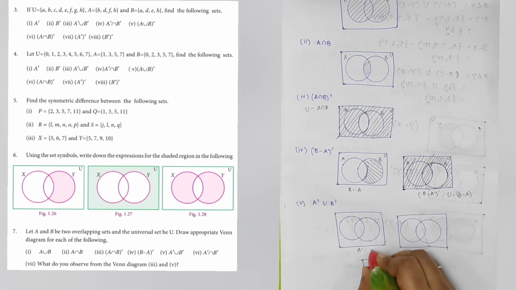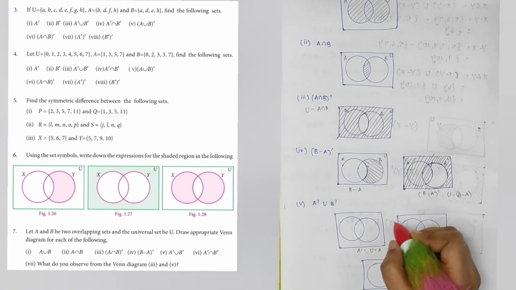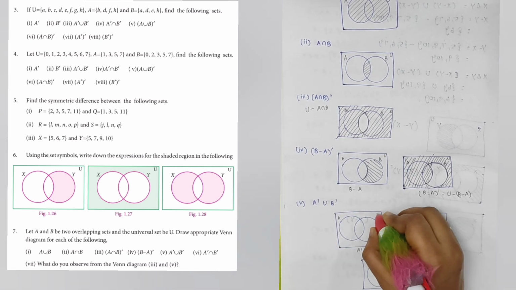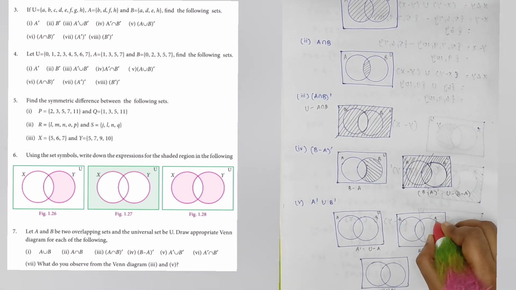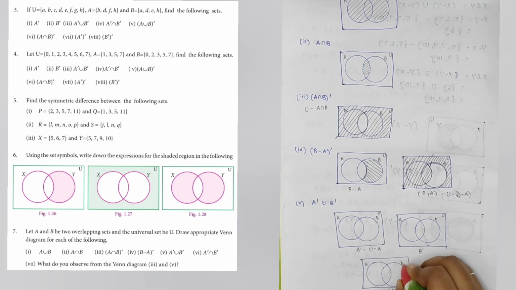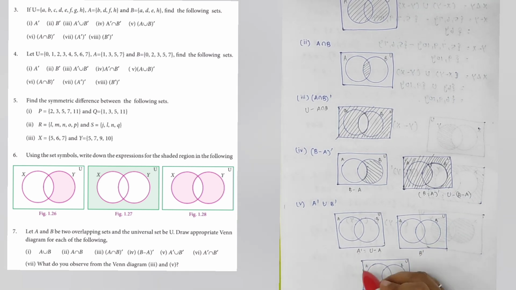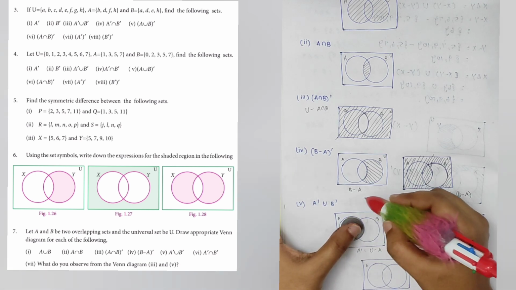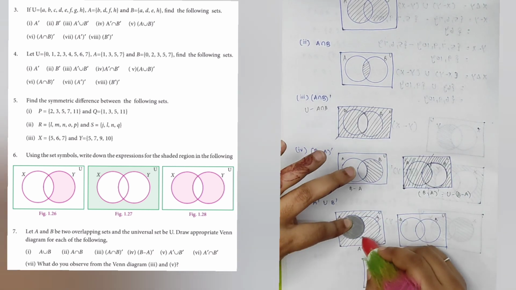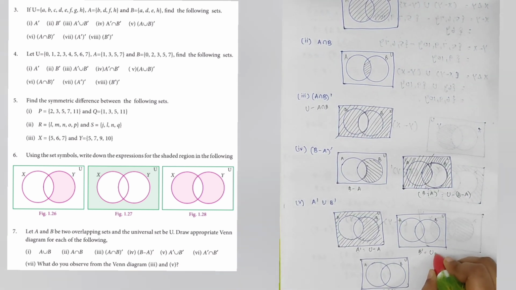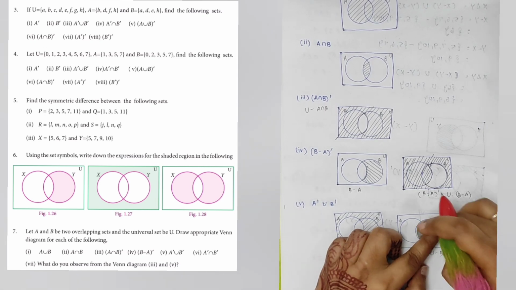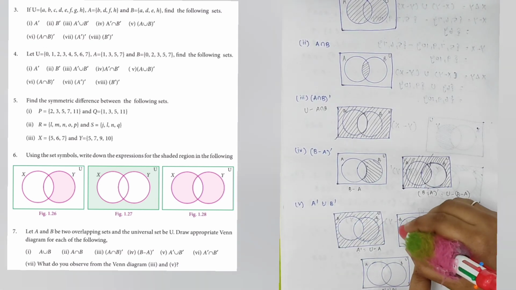So A complement means universal set minus A. So mark the circles A, B, universal set U. Now, for A complement, it is universal set minus A, isn't it? So except the circle A, you're going to shade the rest of the region. For B complement, that is universal set minus B, so except the circle B, you're going to shade the rest of the region.